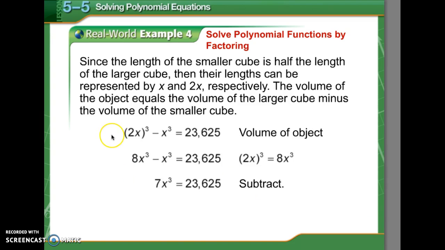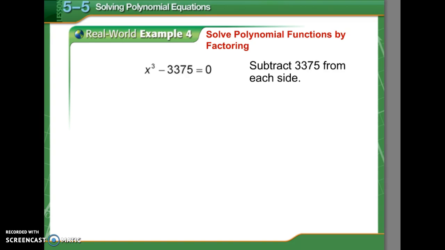So we're going to cube 2x and we get 8x cubed. Then we have like terms here, so this simplifies to 7x cubed. We're going to divide both sides by 7. We get this number, and then on the next screen we're going to have to take the cube root of that number.